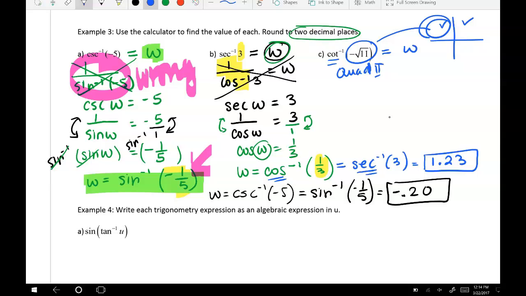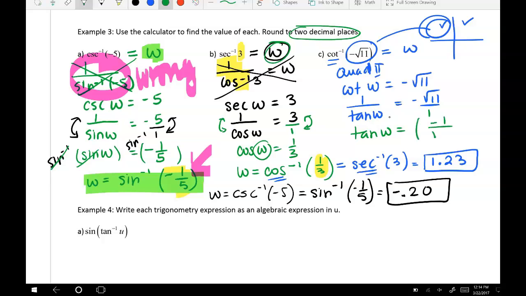Similarly, here we go. Cotangent, I'm going to rewrite. Cotangent of W equals negative radical 11. I don't have a cotangent button, so I'm going to try to use tangent. Cotangent is 1 over tangent of a negative radical 11. I'm going to make this into a fraction. Then I'm going to flip. So now I have tangent of W equals, this is the part where it's kind of confusing, negative 1 over square root of positive 11.